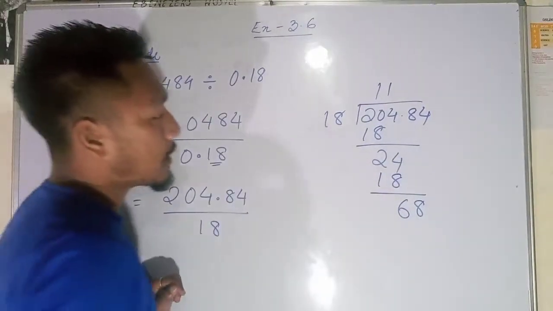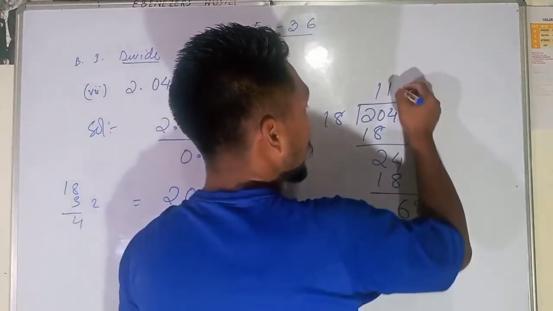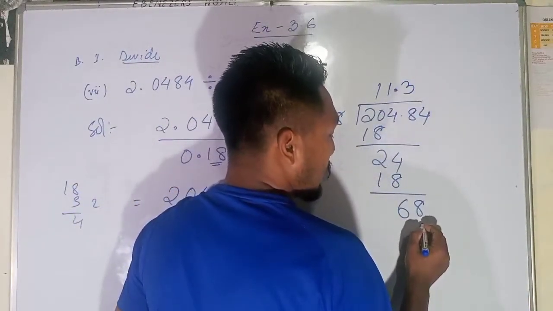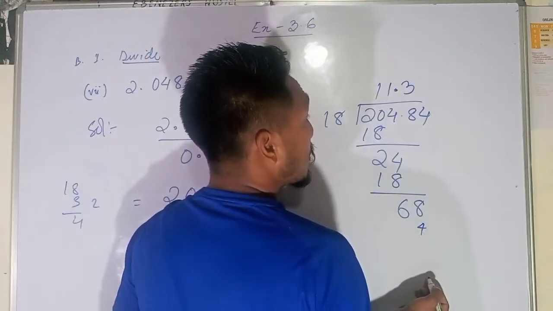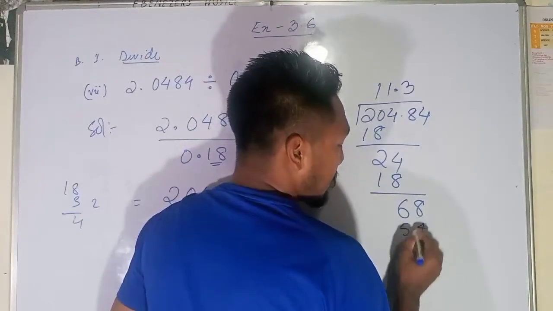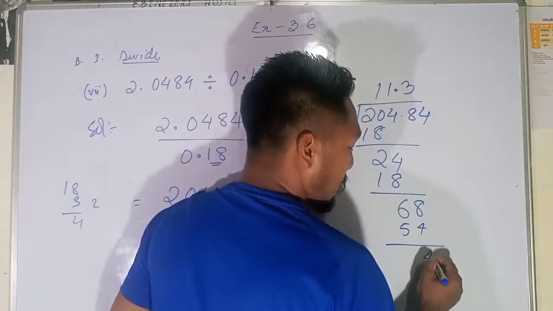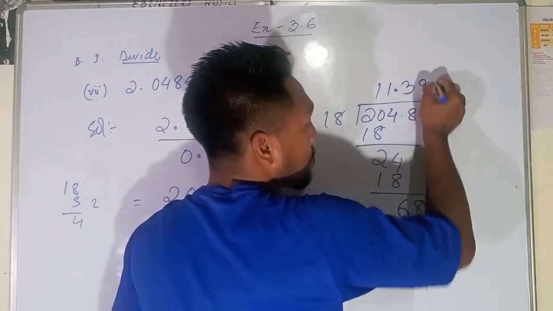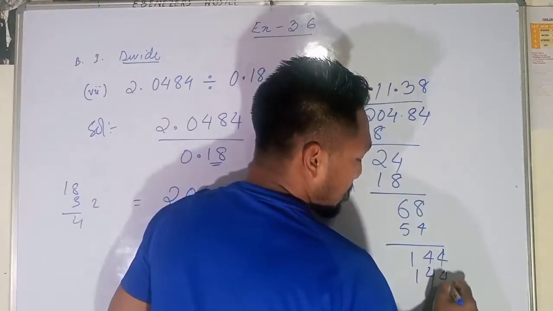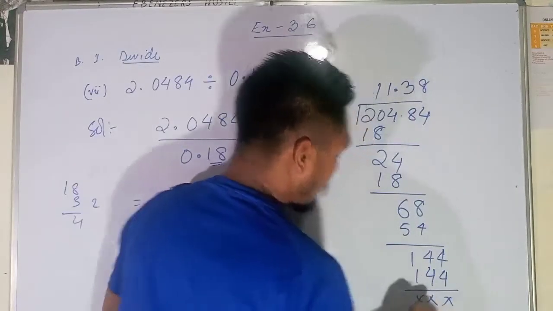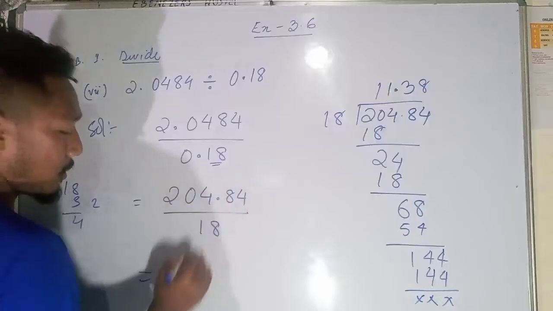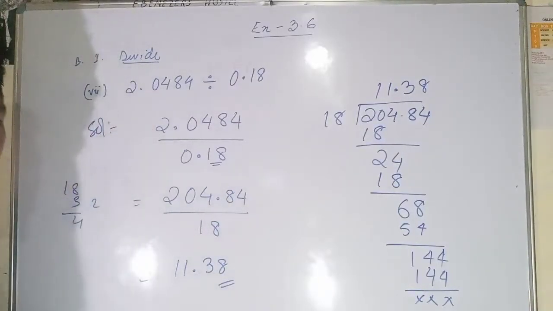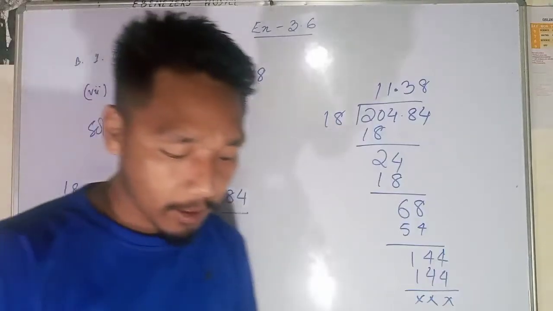So here 18 3s. Okay, 8 3s are 24, 29, 3 1s are 3, 4 5s, 58. So subtract it, 4, 1 and 4. So now 18 ones 144. 18 ones 144. Subtract it. So what is the answer? If you divide by 18, your answer will become 11.3. Okay, so this is how the division will go.